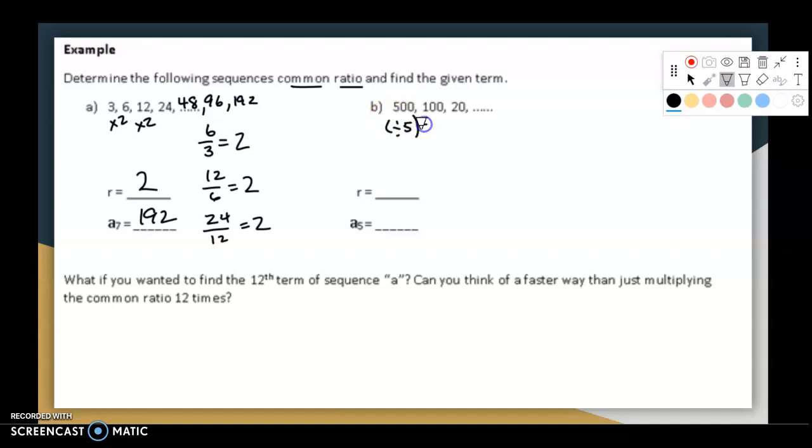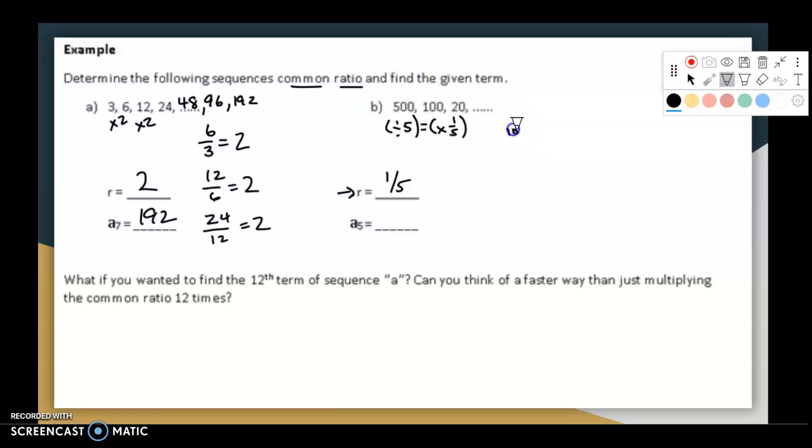That is true. You are dividing by 5. But when we're talking about that common ratio, it's got to be a number that's multiplied. So we can't say divide by 5. We can't say R is 5. We have to say you're multiplying by 1/5. That makes R 1/5.